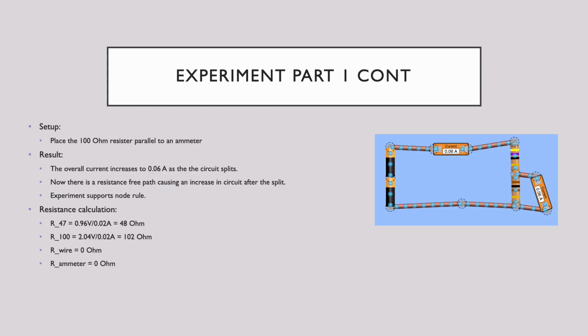So the next part, I set up a 100 ohm resistor parallel to an ammeter, and the result was that the overall current increases to 0.06 amps as the circuit splits. So now there's a resistance-free path, which allows for an increase in the current of the circuit after the split, and the experiment supports the node rule. The resistance calculations that I did resulted in the 47 ohm resistor having 48 ohms and the 100 one having 102, and the wire and ammeter having 0.